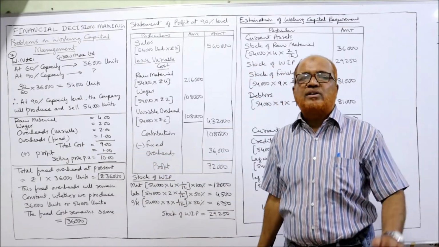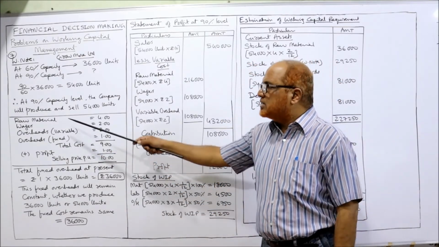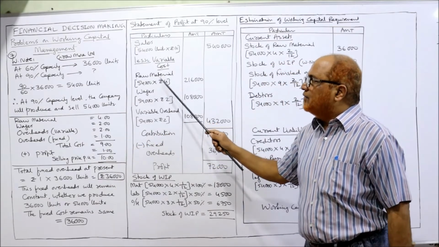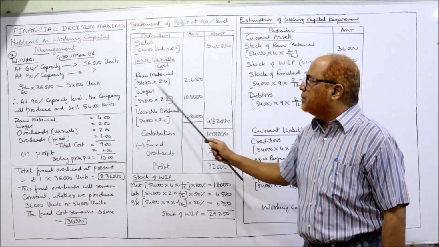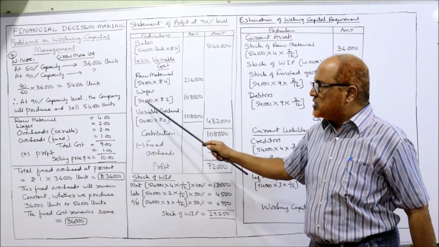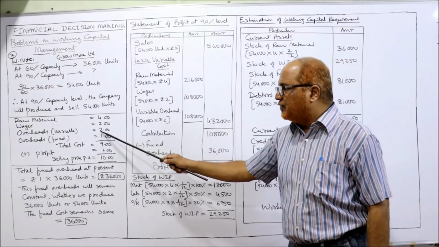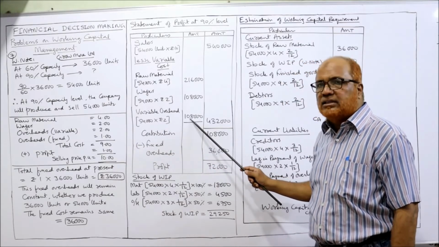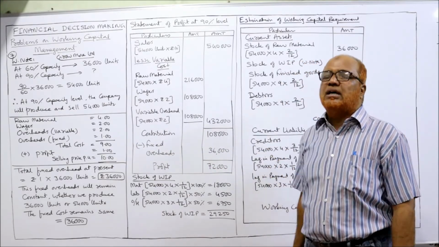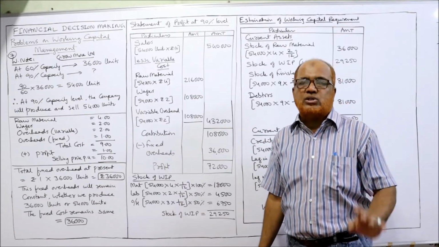So leaving the fixed overheads, the variable costs are three. Raw material 54,000 units into 4 rupees, 2,16,000. Wages 54,000 into 2 rupees, 1,08,000. Variable overhead 54,000 into 2 rupees, 1,08,000. Take the total, 4,32,000 is the variable cost.